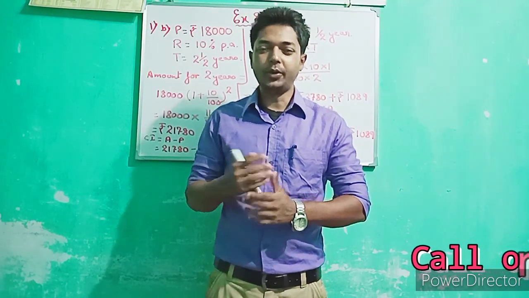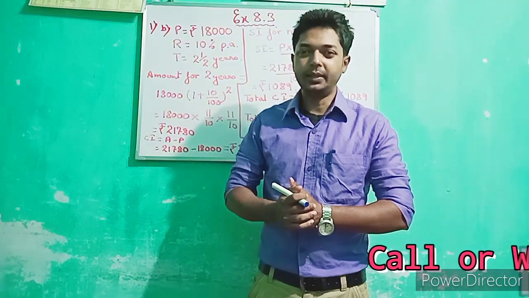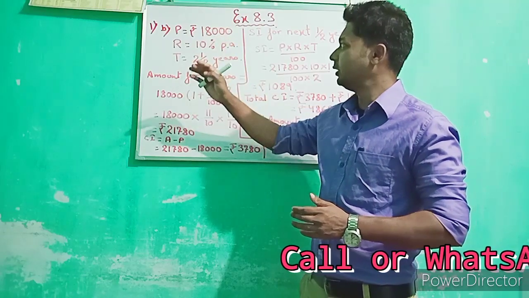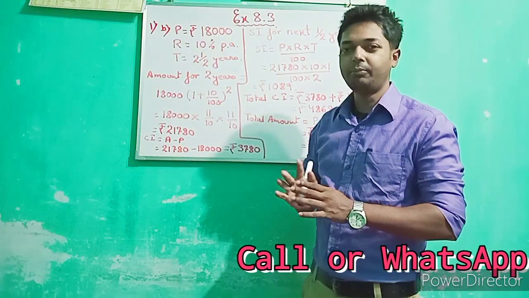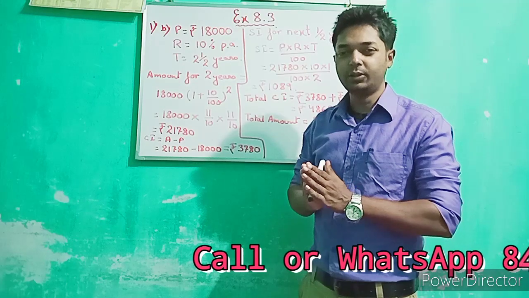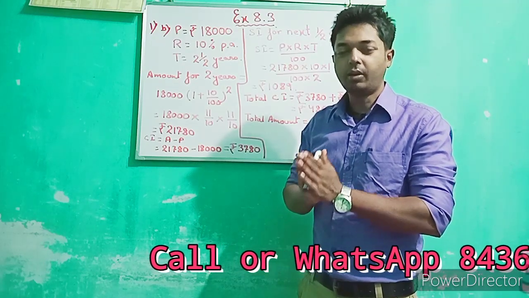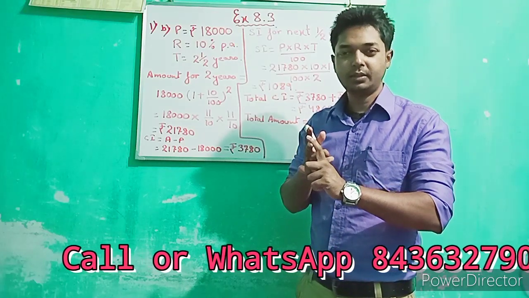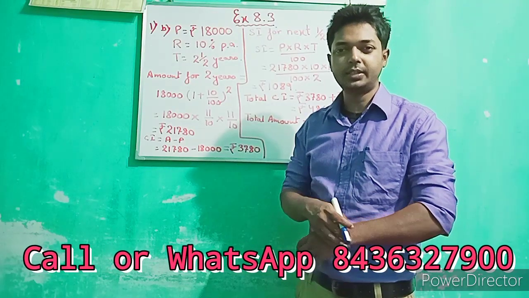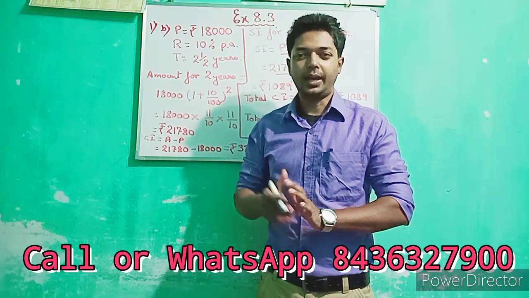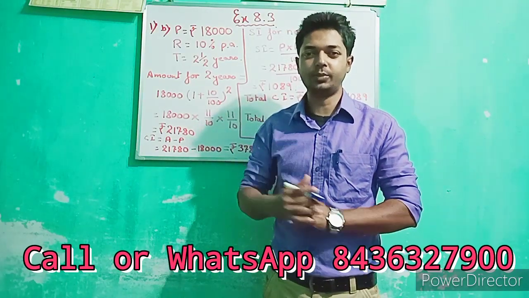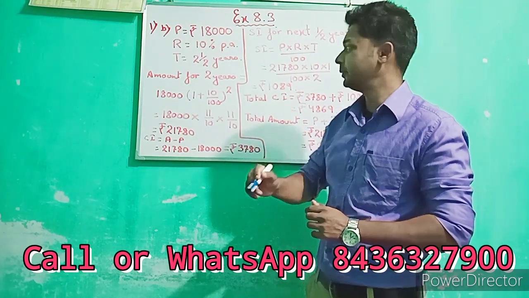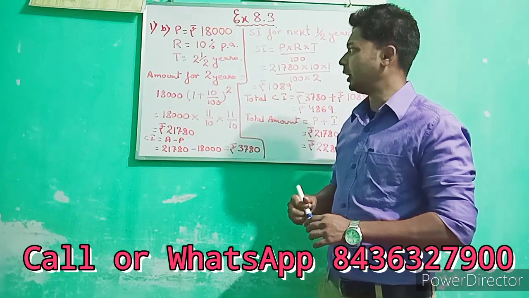So the first problem we'll be talking about is problem number 1B. In 1B, you can see out here the principal is 18,000 and the rate is 10% per annum. What is per annum? This rate is calculated on a yearly basis. So we know there are half yearly basis and quarterly basis. In quarterly basis the rate is calculated every 3 months, and in half yearly basis the rate is calculated every 6 months. But it is on annual basis, meaning once a year. And the time is 2.5 years.